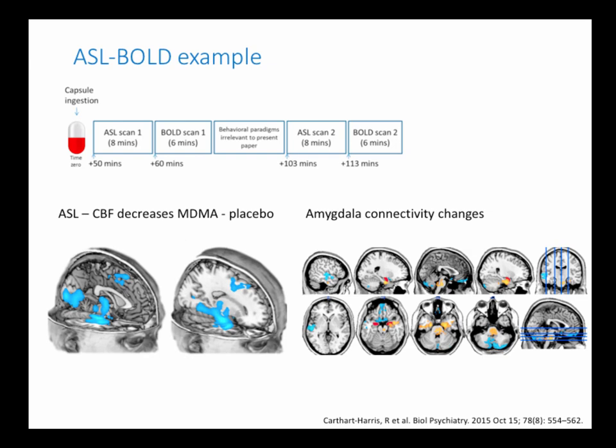Nicely, you can actually do these things together by interleaving the two scans. And somebody actually did this. They gave the subjects MDMA, where they see generally a decrease in various regions, notably the amygdala. And then they also do a similar analysis in resting state, where they also note decreases in amygdalar connectivity.